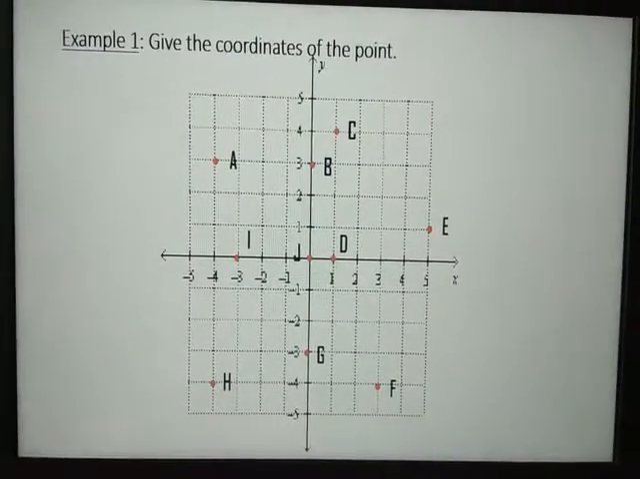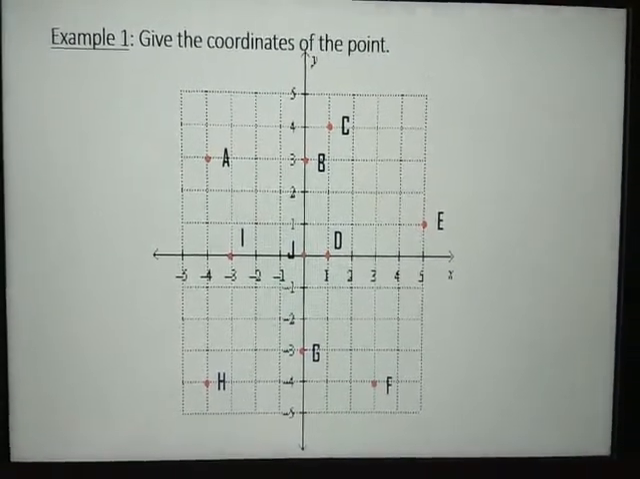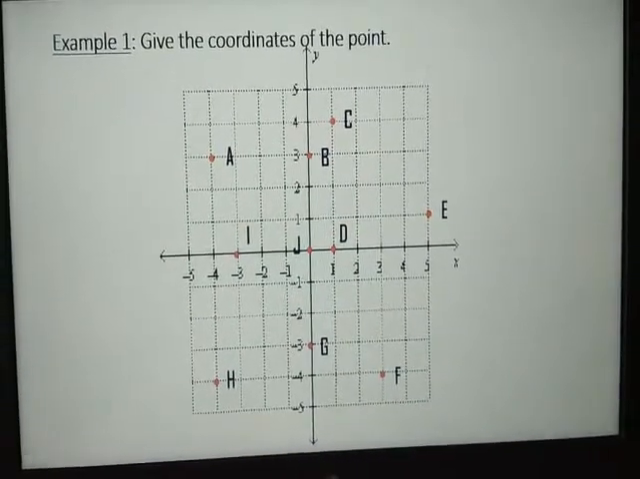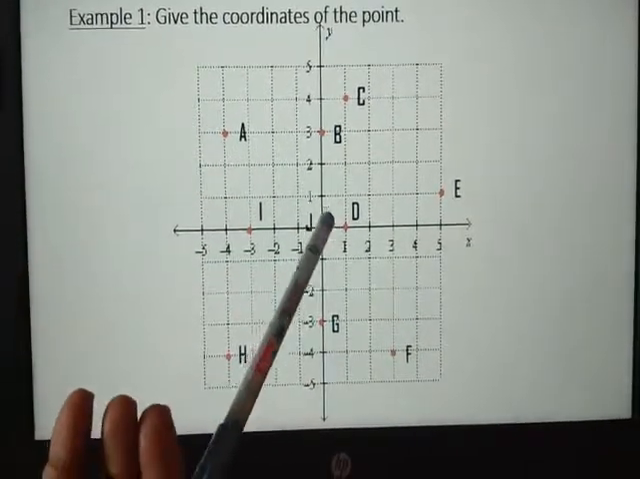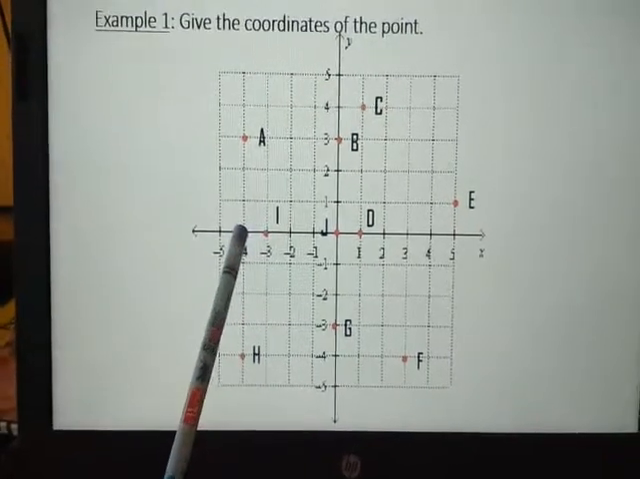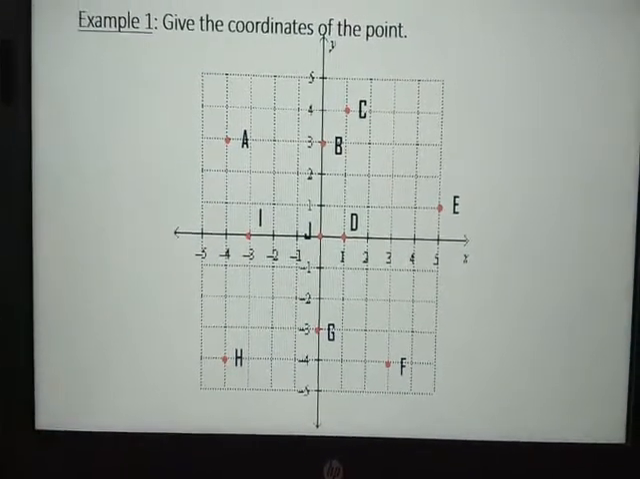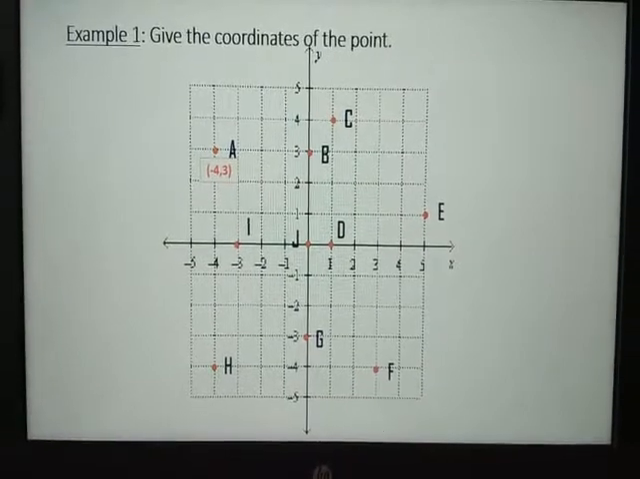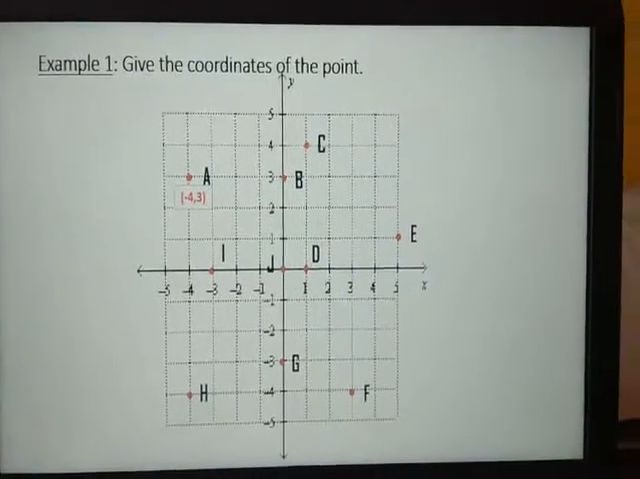We have learned how to plot the points. Now let us learn how to identify the point, how to write the coordinate point from the graph. See here, the first point is A. What is the distance from the y-axis? Minus 1, minus 2, minus 3, minus 4, and then 1, 2, 3. Then the point A is minus 4 comma 3. Abscissa is minus 4 and the ordinate is 3.